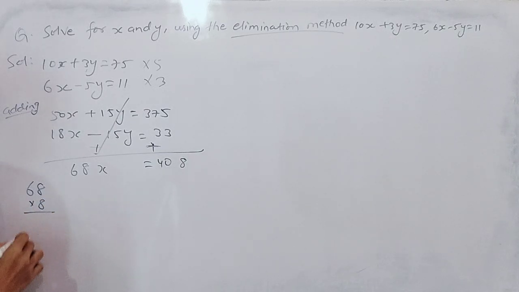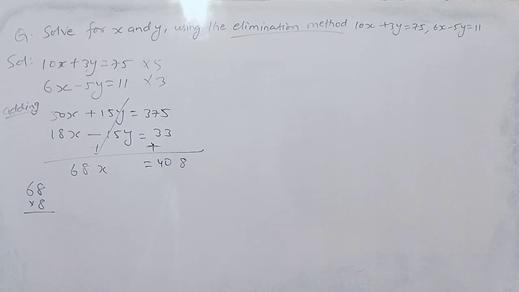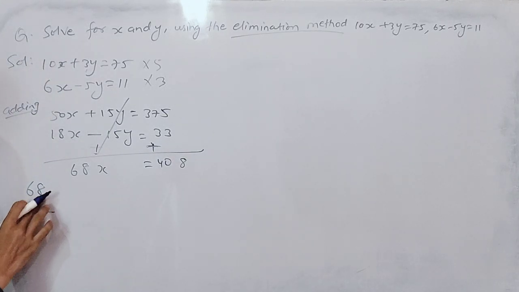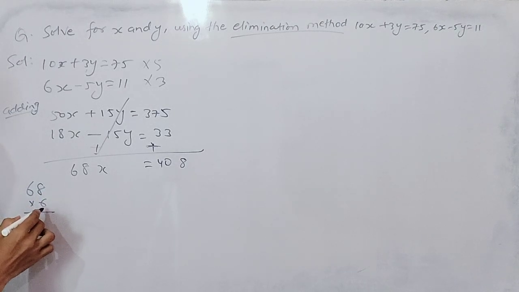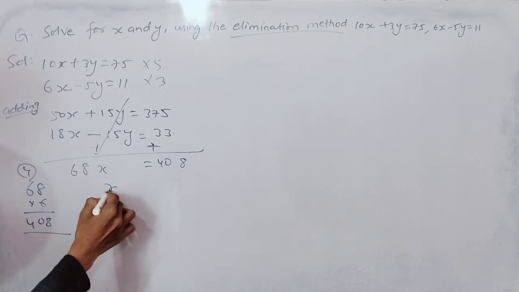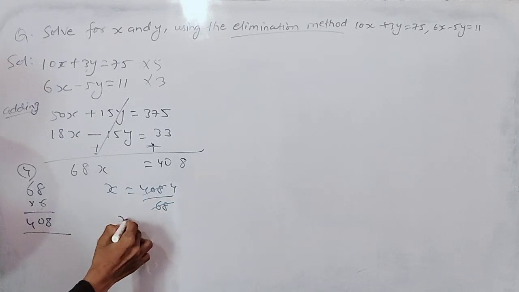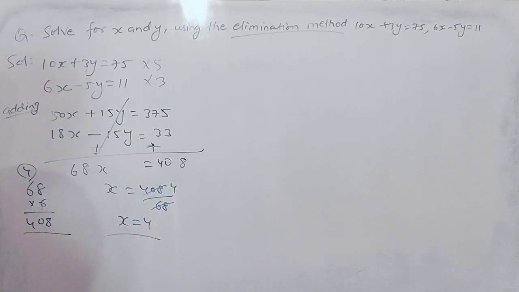Now 68x adds up. So here 4 times 6 is 24, and 408 upon 68. This will cancel. So x is equal to 6.